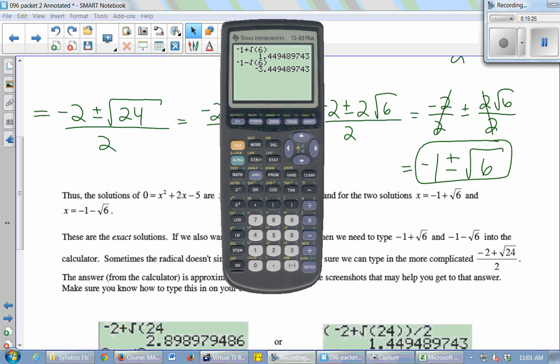So you have to be really careful, particularly in my math lab, to read the directions carefully. When they ask you to give an exact answer, that means they want the radical, right? They want the -1 plus root 6 and -1 minus root 6. That is what's called the exact answer. If they ask for an approximate answer, or approximated to however many decimal places, that means type this into your calculator and give these two numbers. Okay. So be careful whether they ask for an exact or an approximate.